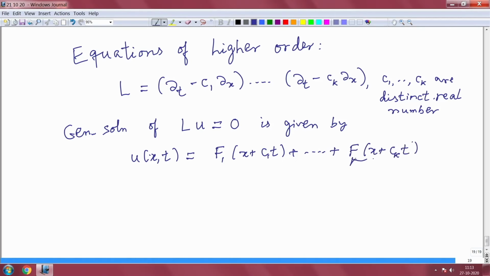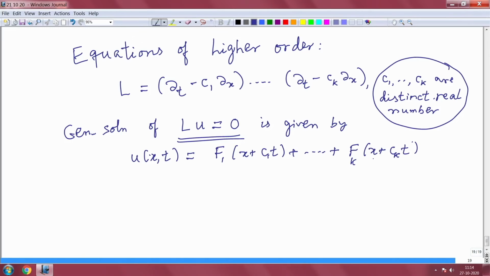CKT, where f1, f2, fk are k times differentiable. So, here it is important that they are all distinct, otherwise you will not get this one. Of course, in order to determine this f1, f2, fk, we have to prescribe k initial conditions on the solution, but it is more algebra. You have to solve a k by k linear system, but in principle it can be done.